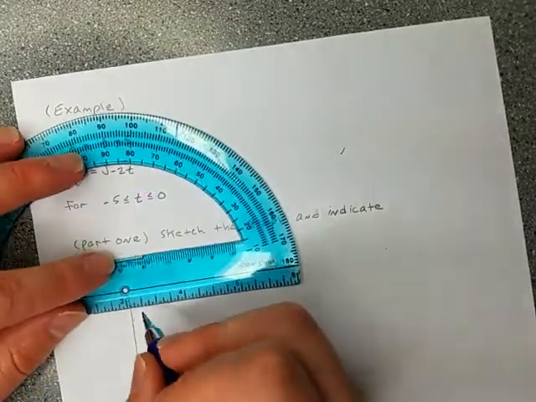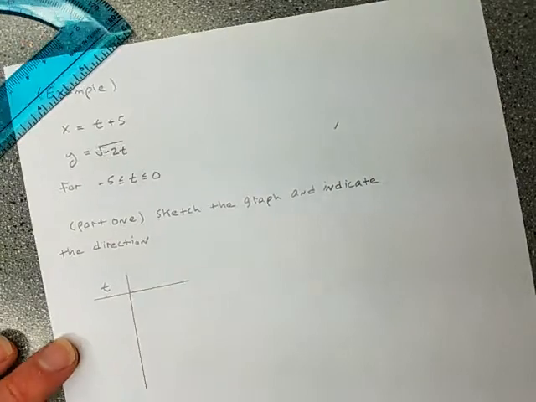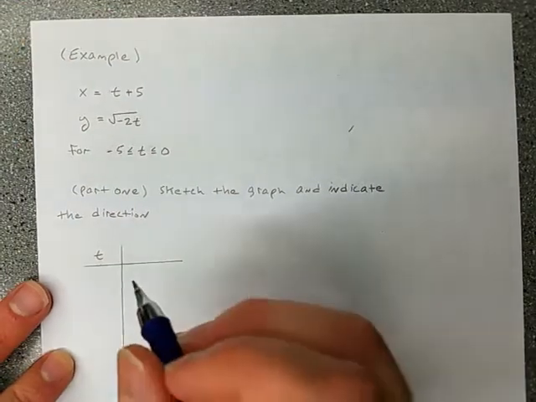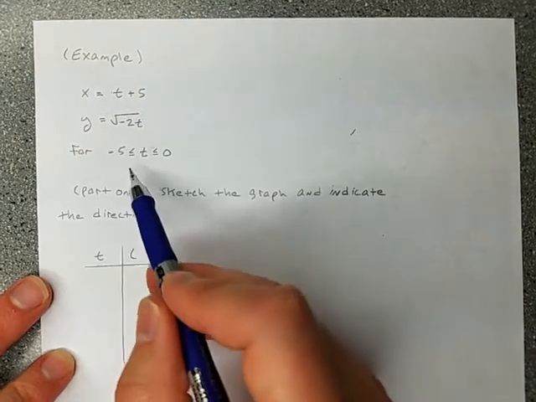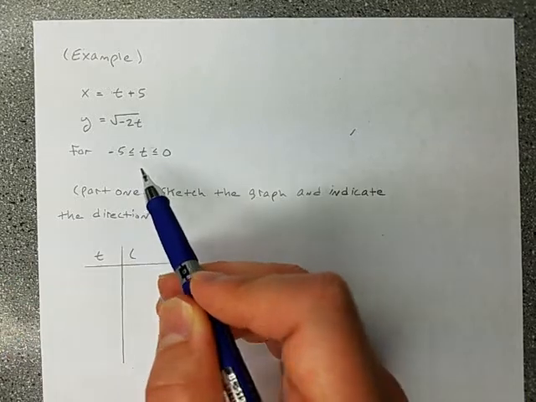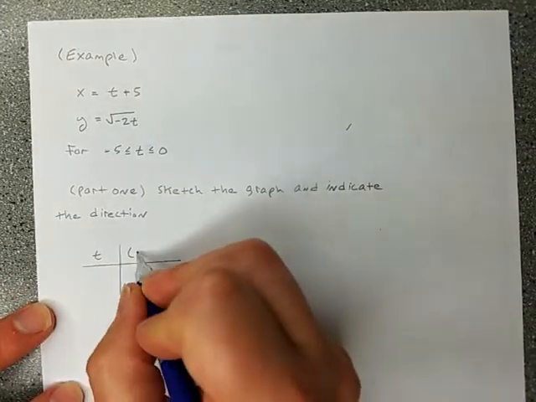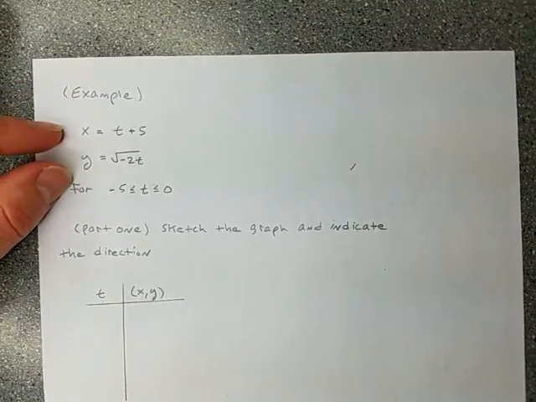I'll make a table because I think it's an easily accessible, easy to understand thing to do. All right, so I will put in various t's in my allowed domain for the parameter. So t, and then I'll get x and y as calculated from this, okay?